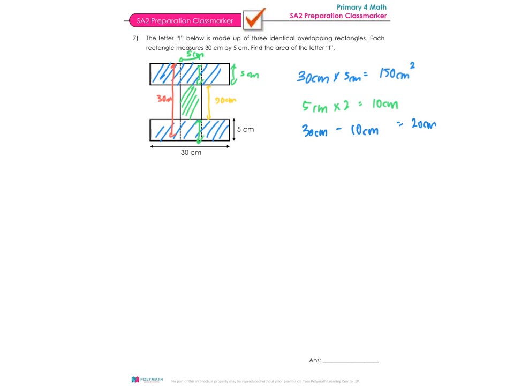Okay, and the area of the green portion will be 20 cm multiplied by 5 cm. That will give you 100 cm squared. Sorry, that wouldn't be the answer. That will be the green portion only. Okay, 100 plus 150 plus 150, that will be 400 cm squared, and that will be the answer.